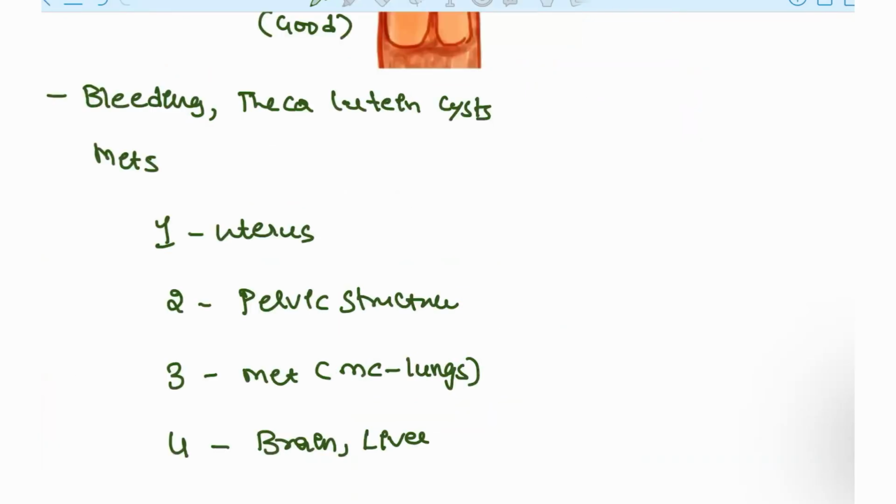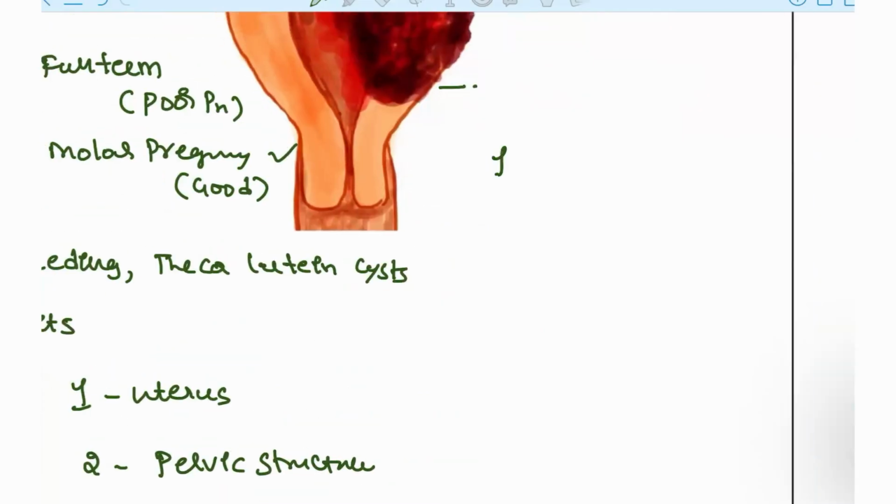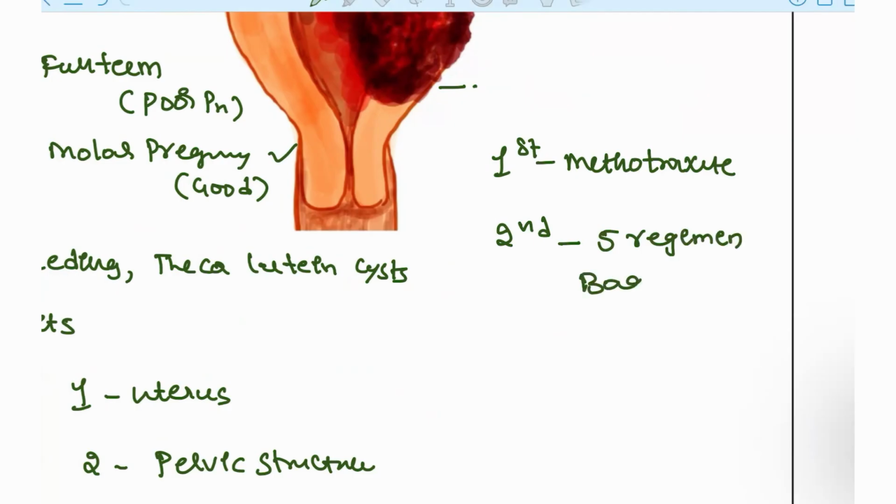So if it is in the first stage, we can give this patient methotrexate. And if it is in the second stage, we have to give the combination regimen therapy. And this regimen therapy is known as the Bagshawe regimen. Okay, this is known as the Bagshawe regimen. The first thing that you have to remember.